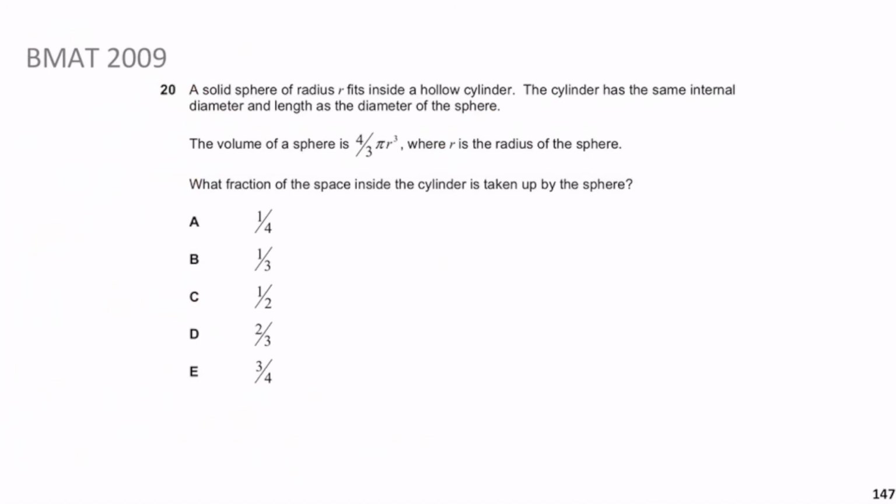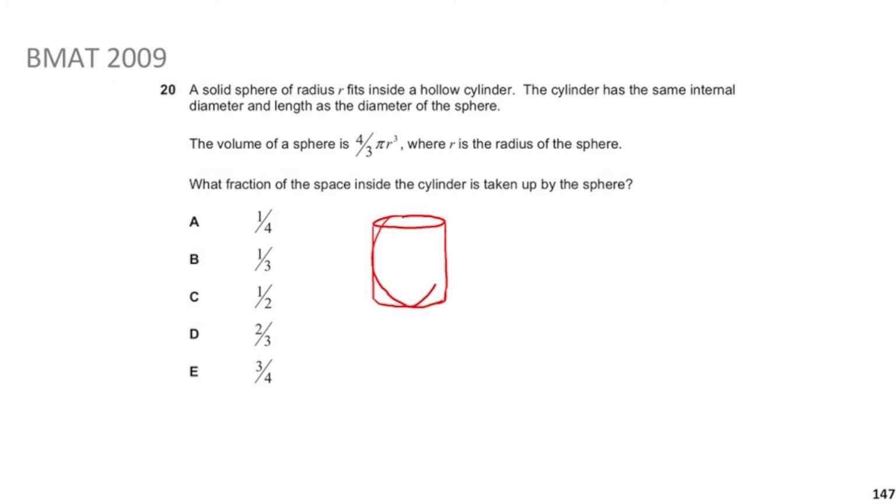All right, guys, so welcome back. So here we have a solid sphere of radius r that fits inside a hollow cylinder. So let's just say this is the cylinder. Hollow basically means the inside is empty, right? So we have something like this. And the solid sphere fits inside the cylinder, and the cylinder has the same internal diameter and length as the diameter of the sphere. So basically, it fits in perfectly, is what it's trying to say.